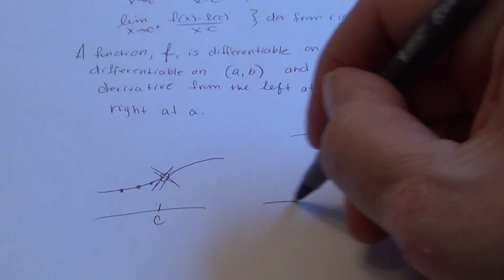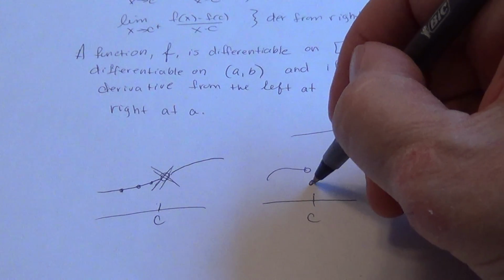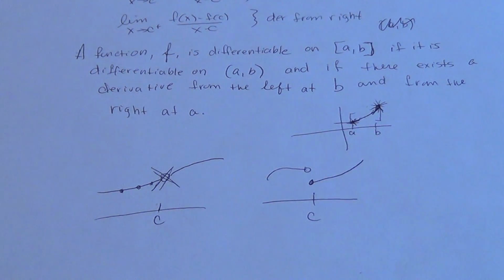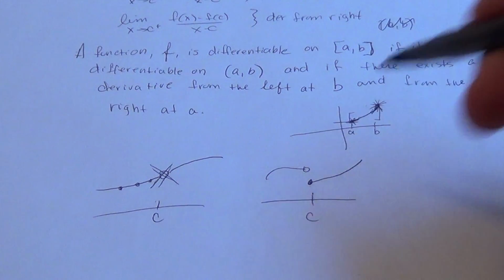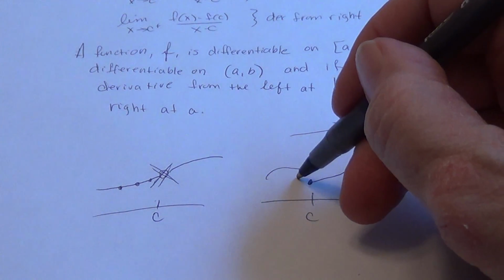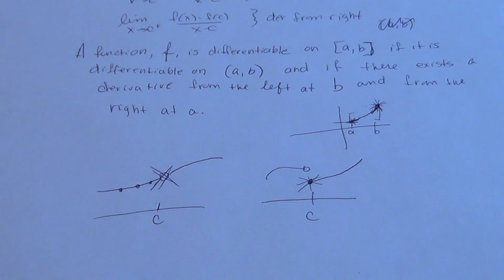What about when there's a jump? So here and here. What are your thoughts about that? Is there a derivative at C? Can I draw a point at C, here's the value, and can I draw a tangent there? No, I don't know which way to draw it. So there's no derivative at C.